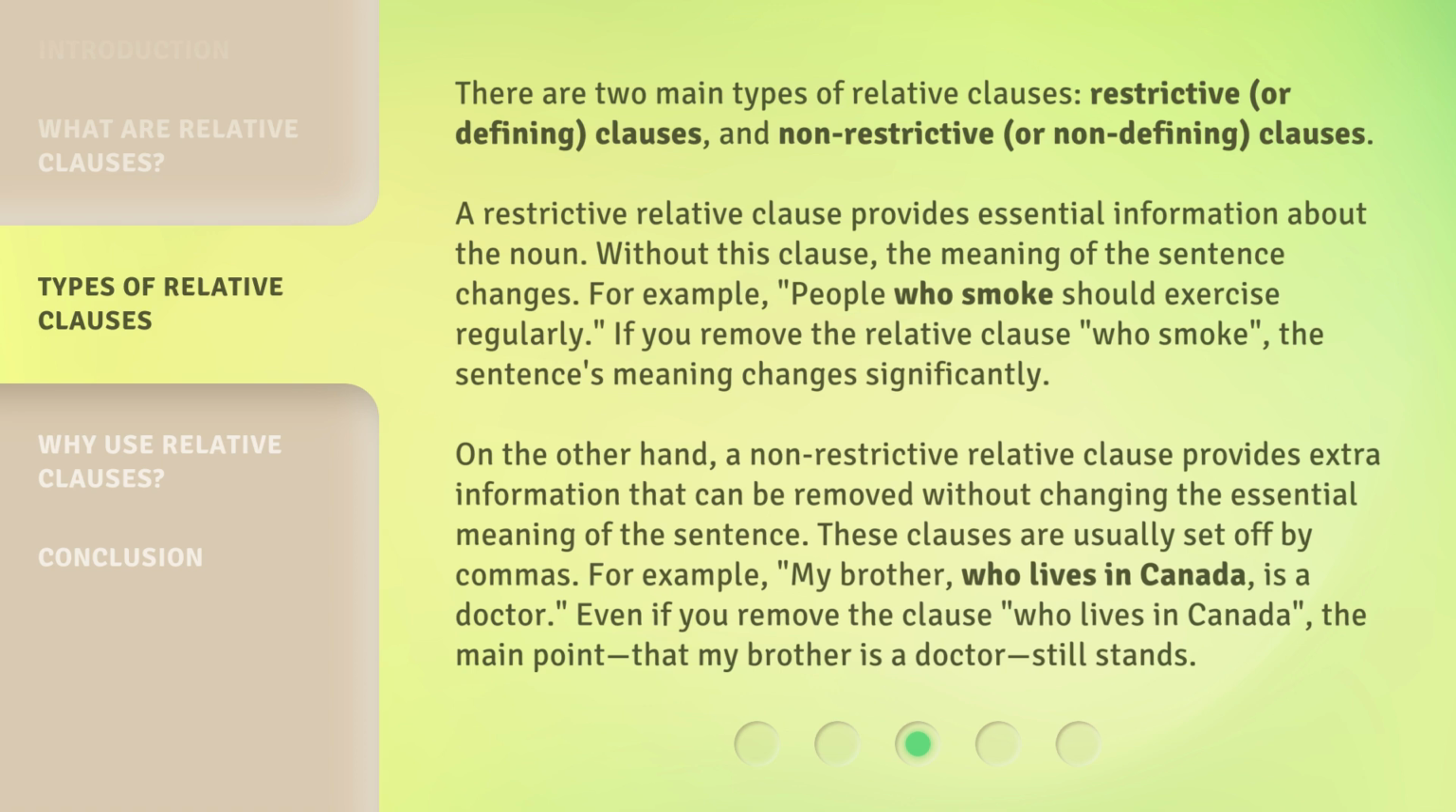On the other hand, a non-restrictive relative clause provides extra information that can be removed without changing the essential meaning of the sentence. These clauses are usually set off by commas. For example, my brother, who lives in Canada, is a doctor. Even if you remove the clause, who lives in Canada, the main point, that my brother is a doctor, still stands.